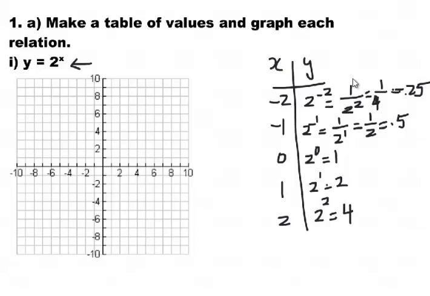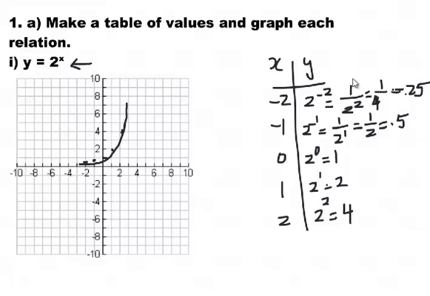Now we are going to go ahead and plot this. When x is -2, y is 0.25, so it's going to be a point here. When x is -1, y is 0.5, which is somewhere around here. When x is 0, y is 1, which is here. When x is 1, y is 2, which is here. And when x is 2, y is 4, which is here. Now if I draw a smooth curve through these points, I get a graph like this one.